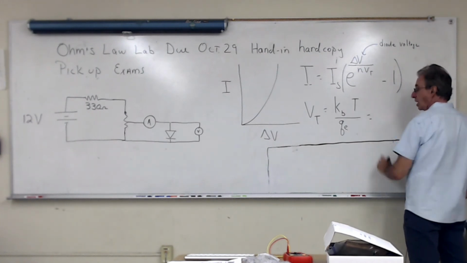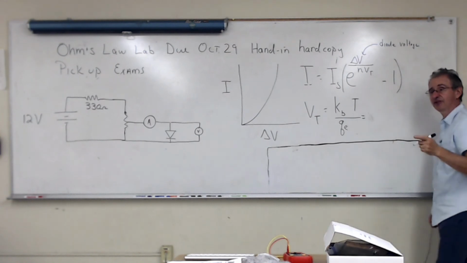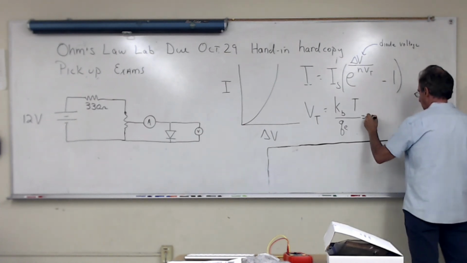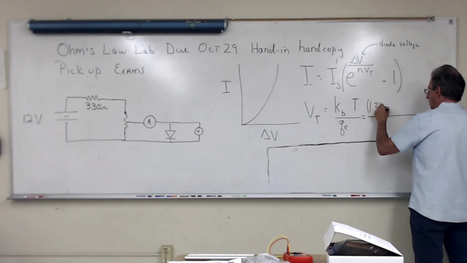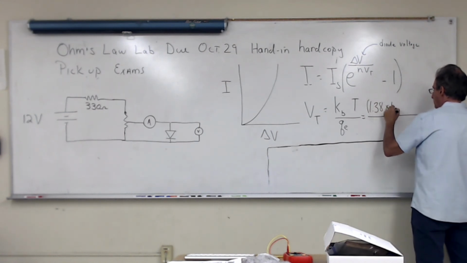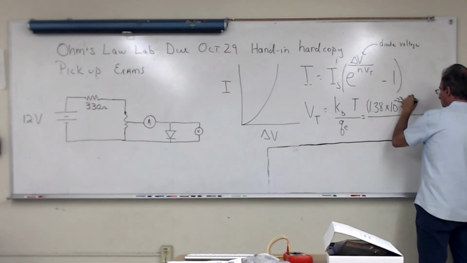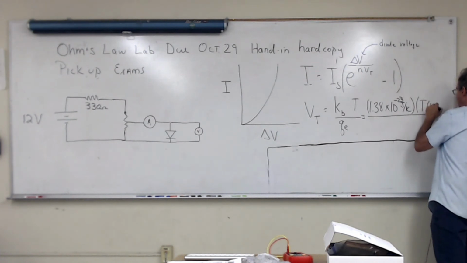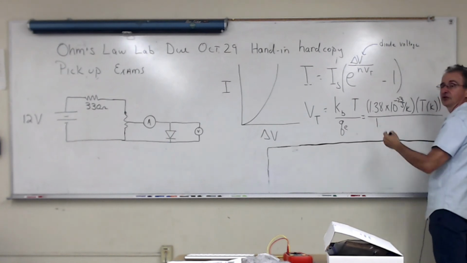So k sub b is called Boltzmann's constant. And you might have seen this if you've had physics 215 or if you've had chemistry. So k sub b is 1.38 times 10 to the minus 23rd joules per Kelvin. T is the temperature in Kelvin, and q is the magnitude of the charge of the electron.